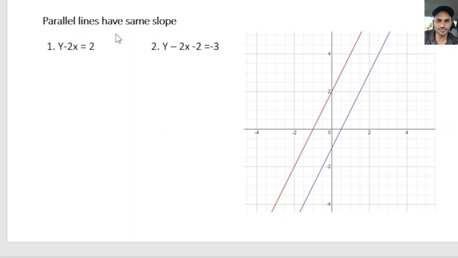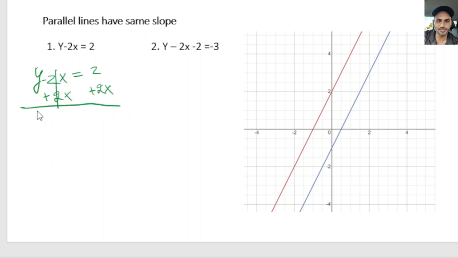So we're going to do some calculations and bring these lines into slope-intercept form and then see if these lines are parallel or not. We're going to start with the first one. We have y minus 2x equals 2. To bring this into slope-intercept form, we need y on one side and everything else on the other side. So we're going to add this 2x on both sides.